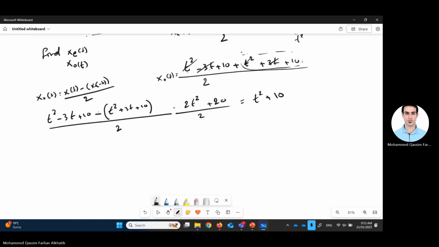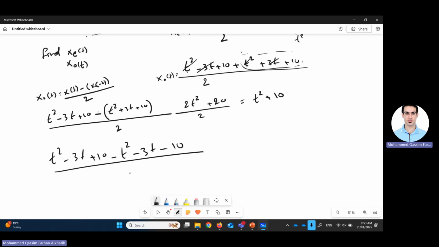Okay, so let's distribute. I have t squared minus 3t plus 10 minus t squared minus 3t minus 10 over 2. T squared and t squared will cancel. Negative 3t and negative 3t, negative 6t. 10 minus 10, that's a 0, over 2. So those are the even and odd components. If you want to confirm, add them together, you should get the original function. So I have my even part here, and that's my odd part here.